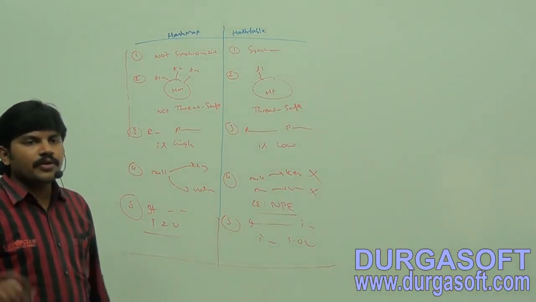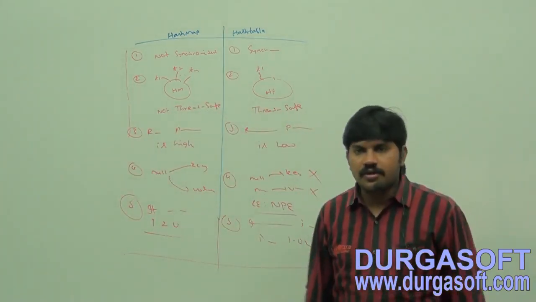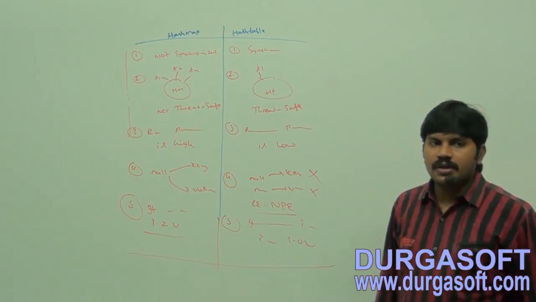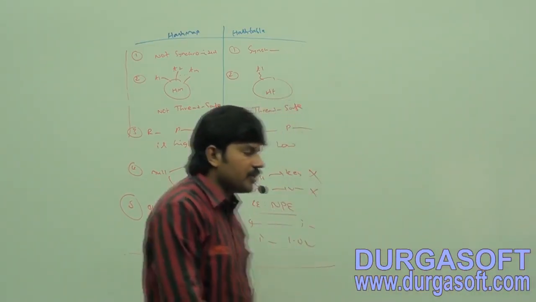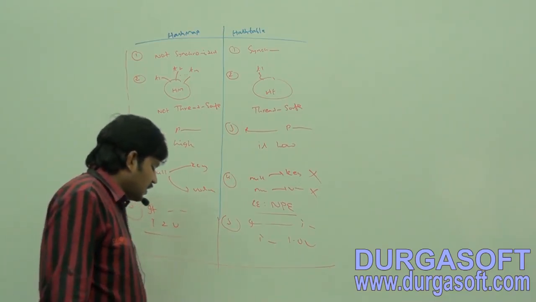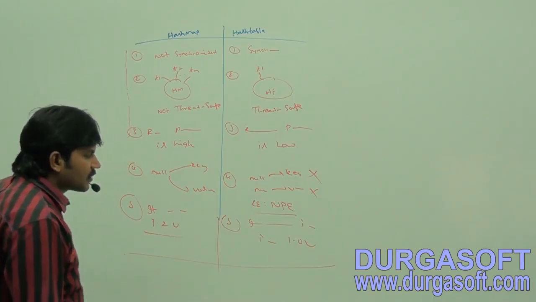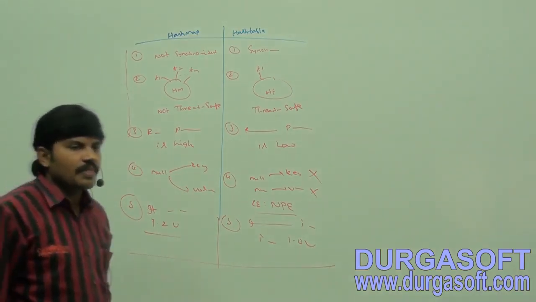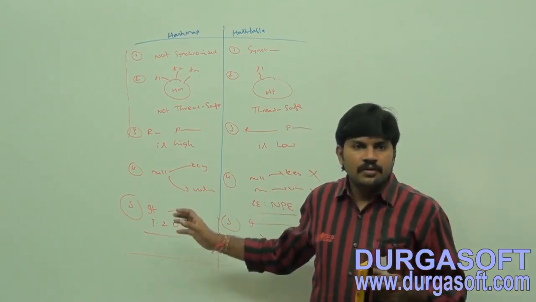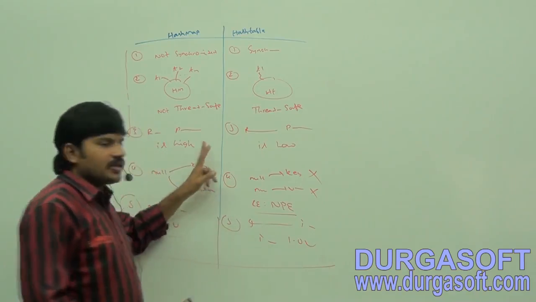Next, other side. Introduced in which version? Introduced in 1.0 version, and it is legacy. Like completed, right? So this is the difference between hash map and hash table.